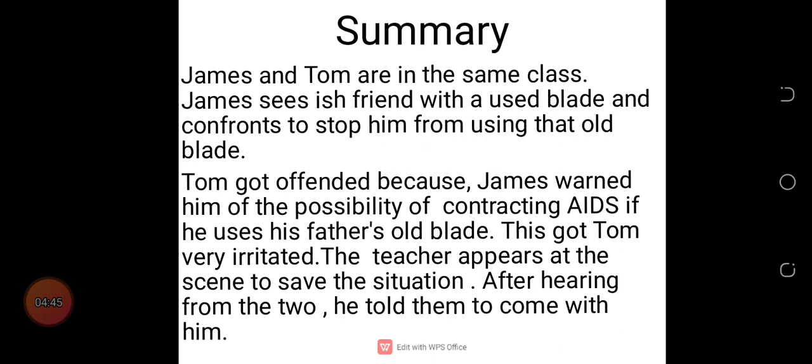Okay, so the summary is about James and Tom, who are in the same class. James sees his friend with a blade and confronts him in order to stop him from using that old blade. Tom got offended because James warned him of the possibility of contracting AIDS if he uses his father's old blade. This got Tom very irritated. The teacher appears at the scene to save the situation. After hearing from the two, he told them to come with him.